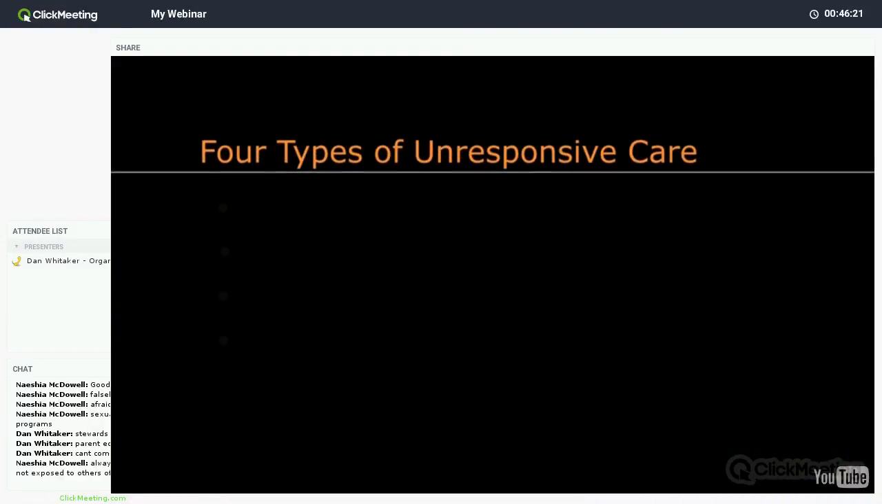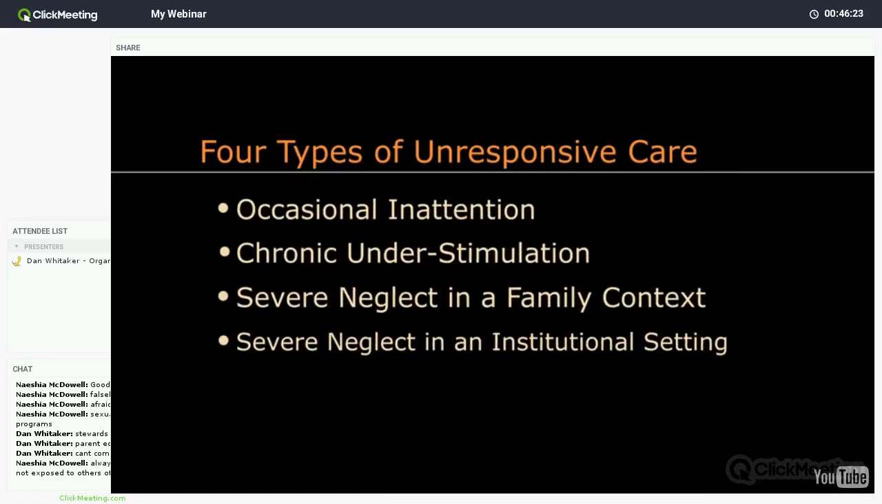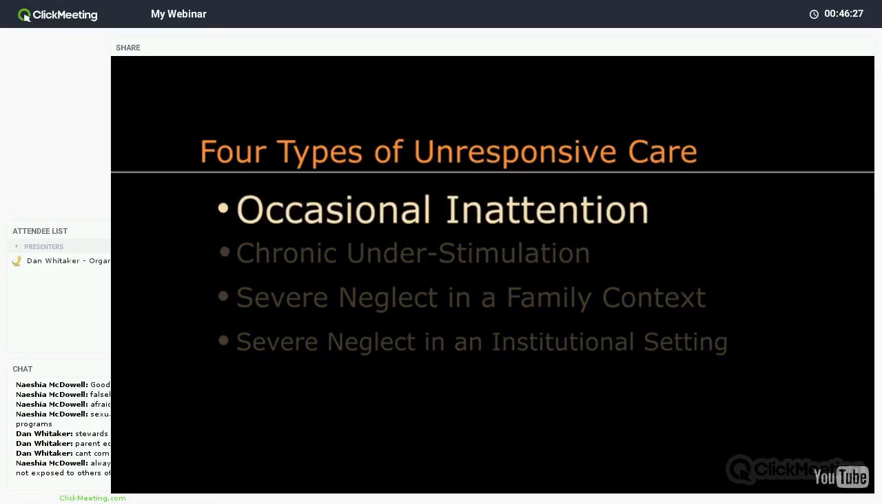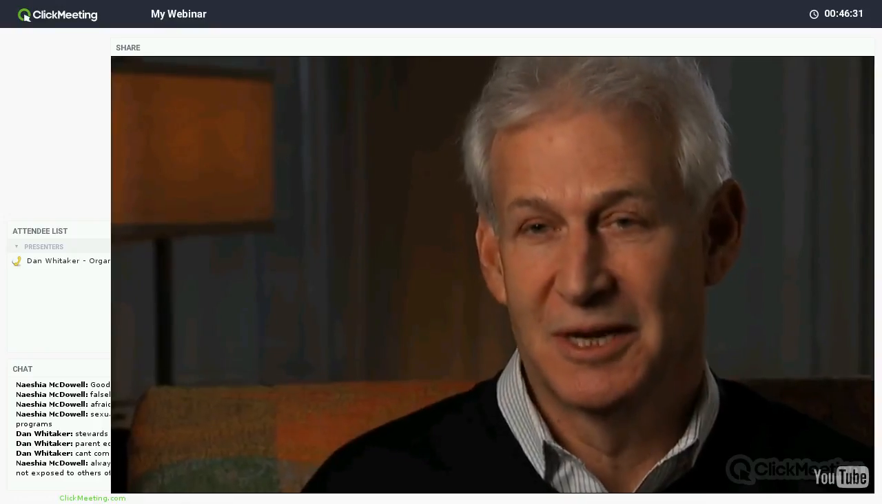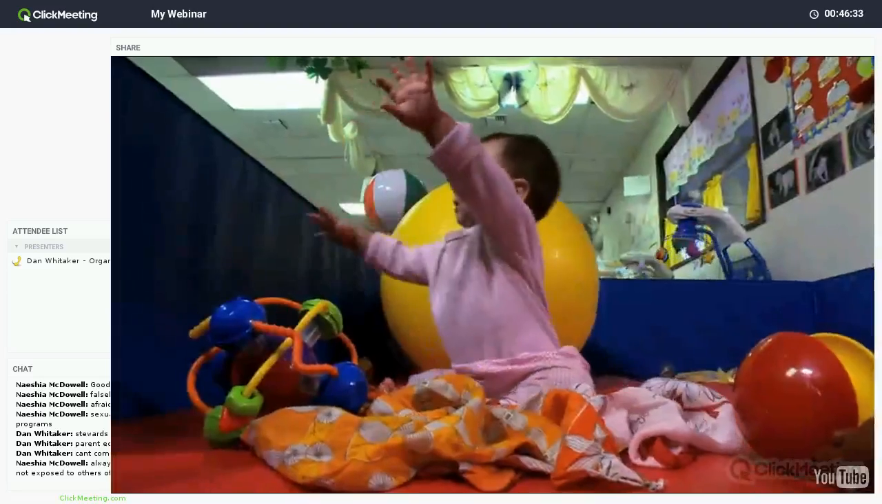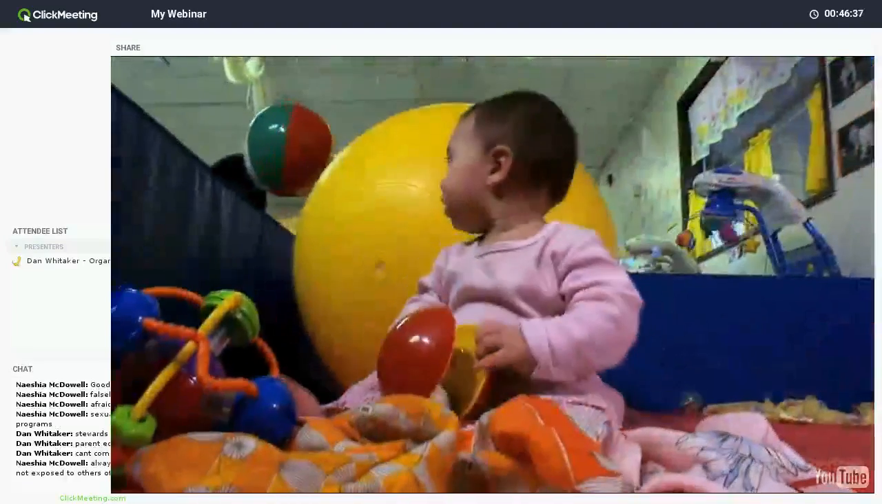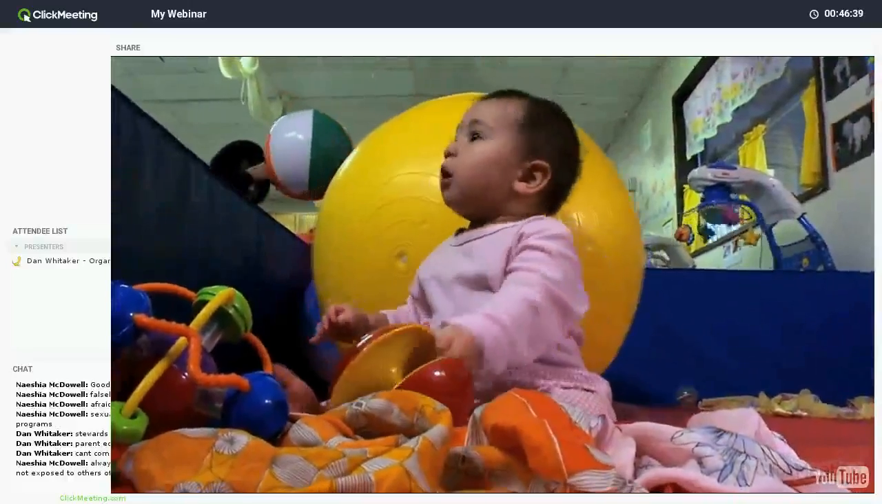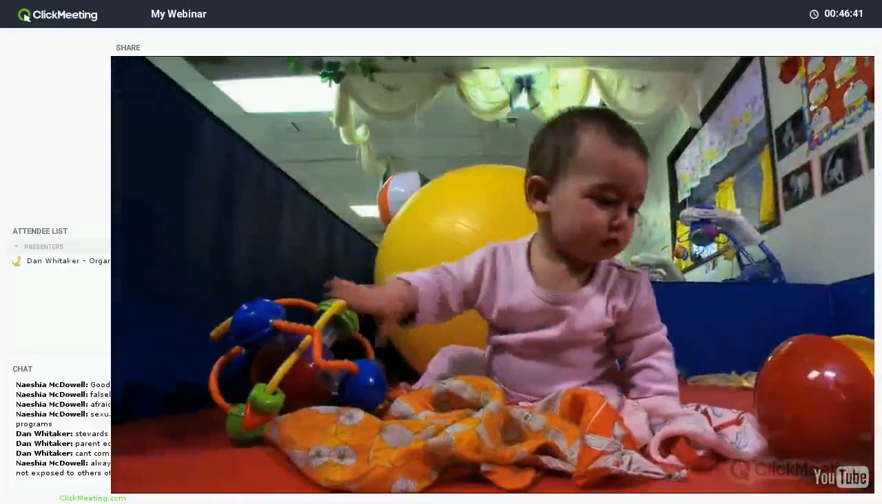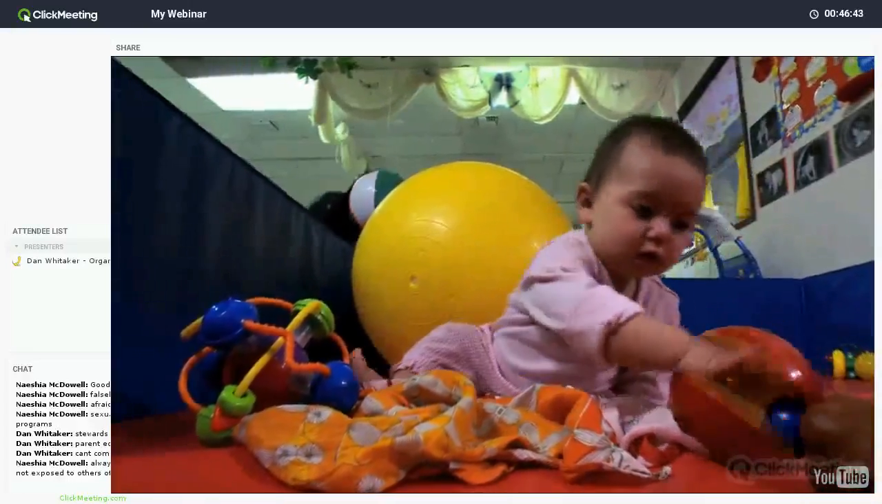Science points to four categories of the spectrum of neglect. The first category would be what's called occasional inattention, where children experience responsiveness most of the time, but occasionally adults don't respond. There's no harm in that, and in fact, there's probably some benefit. A child can learn to self-soothe and explore the environment, and all of those opportunities build brain architecture.